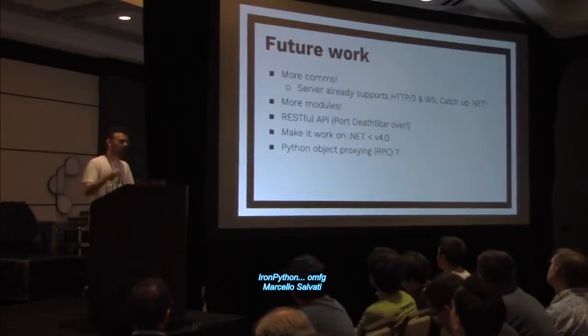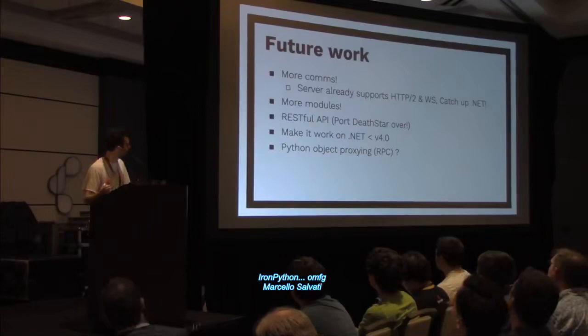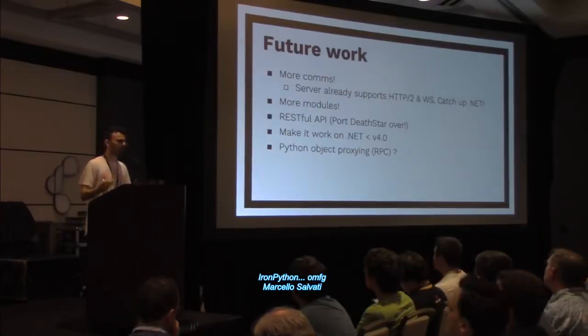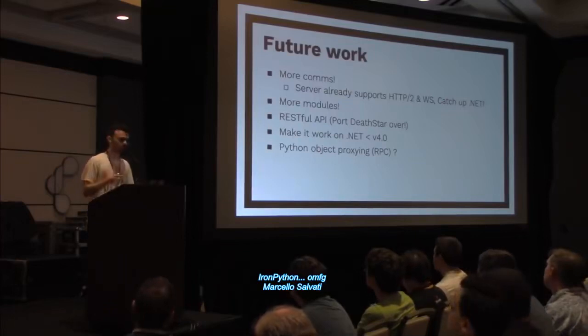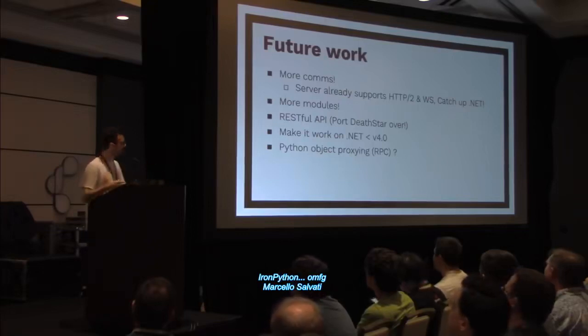So future work, more comms. The server side of SILENTTRINITY actually supports HTTP2 and WebSockets as of right now. It's based on Sanic, which is like a new version of Flask, if you're familiar with Python web servers. So the server side is ready. The problem is .NET. .NET, at least to my knowledge, does not have an HTTP2 client available. It actually recently added WebSocket support, so I just have to get that going. But so more comms. I want all the comms.